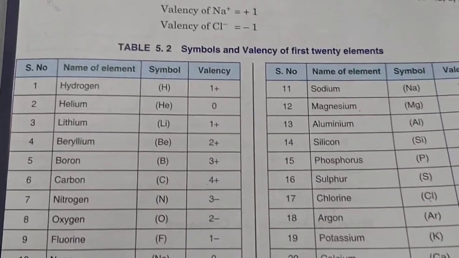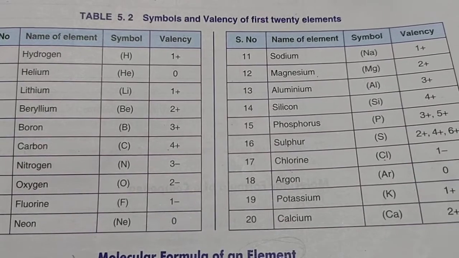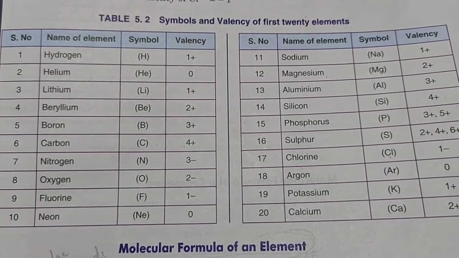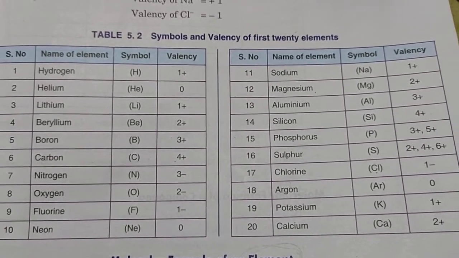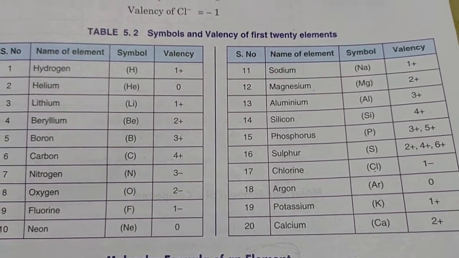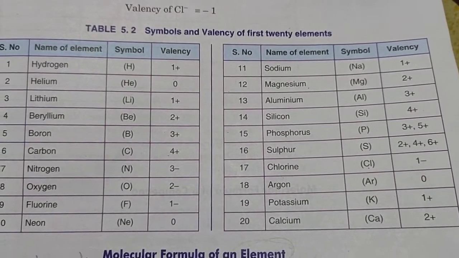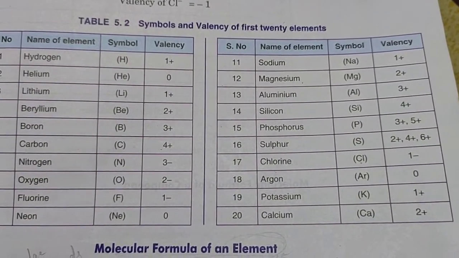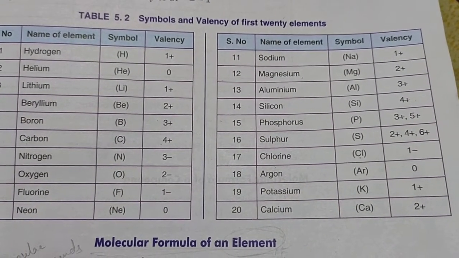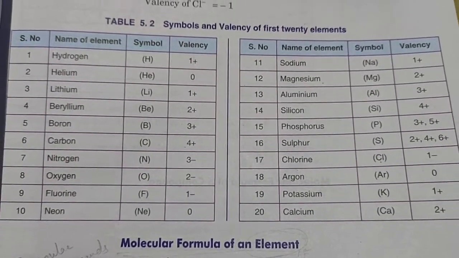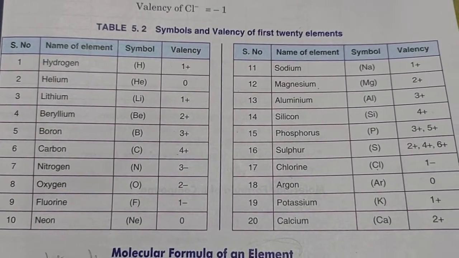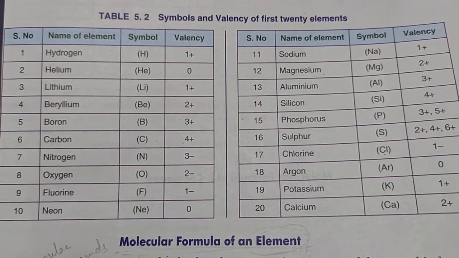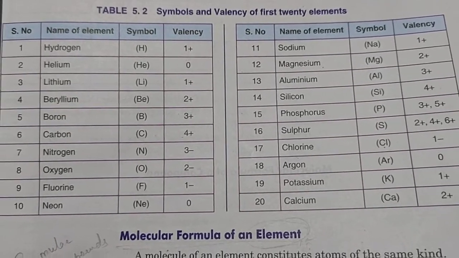Now as you can see here in the table, hydrogen has plus 1 valency. In this way you have to remember all the valencies of these elements. Like you see, phosphorus shows 2 types of valency. It shows variable valency, plus 3 and plus 5. Sulfur shows variable valency, plus 2, plus 4 and plus 6. In detail you will learn in higher classes, but for now you should remember the valency of these elements which is given in your book.